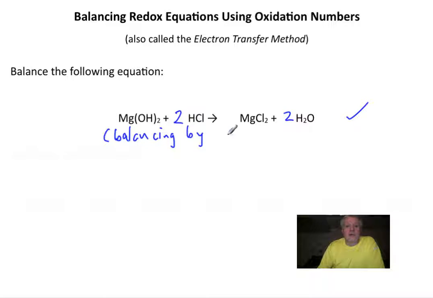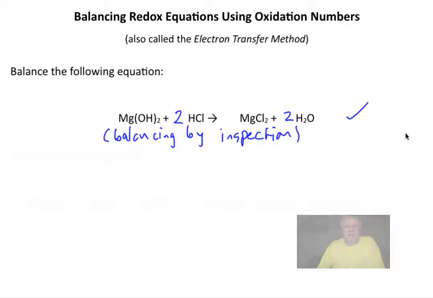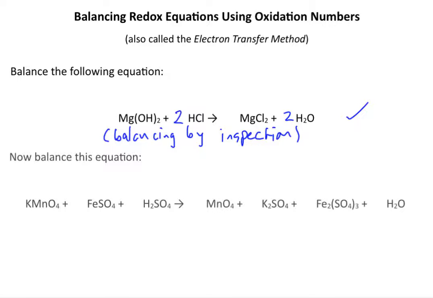You've done that in previous incarnations of chemistry in earlier grades, and that's pretty straightforward. You just look back and forth, and there are certain strategies you follow to do that. Well, let's have a look at this one and see how we go. Try to balance that one by inspection.